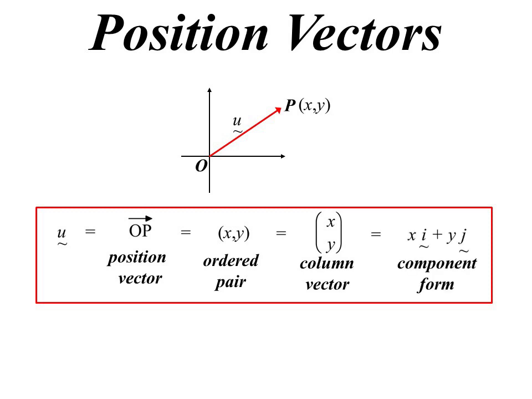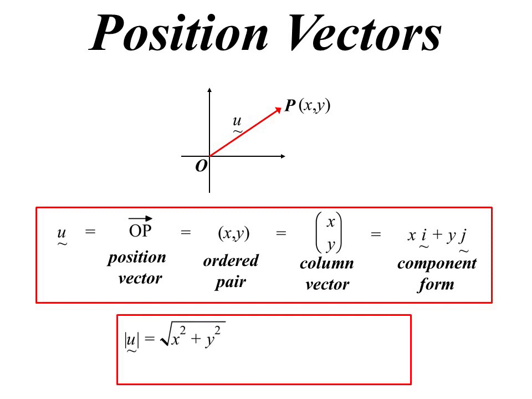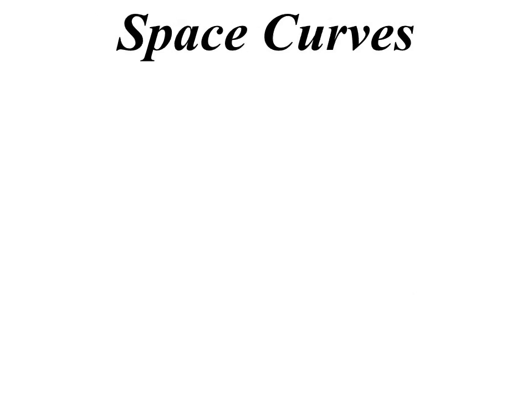And of course we could break it up into its two components. Traditionally we say the horizontal direction is the i direction and the vertical direction is the j direction. The magnitude of the vector, basically Pythagoras, is the square root of x squared plus y squared. And the direction of the vector is the angle it makes with the positive x-axis, so the inverse tan of y on x. Very similar to what we see in complex numbers, which makes sense because we look at complex numbers as vectors as well. So what is a space curve?